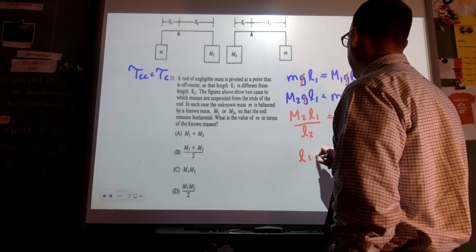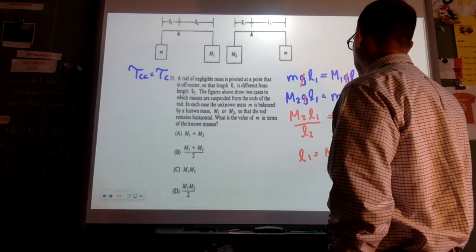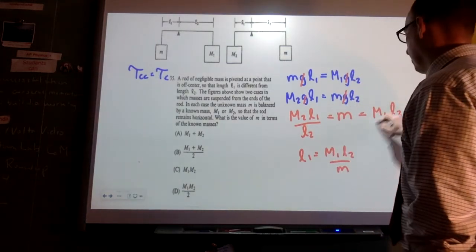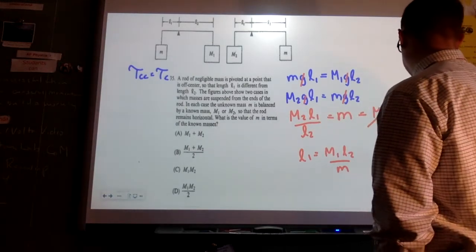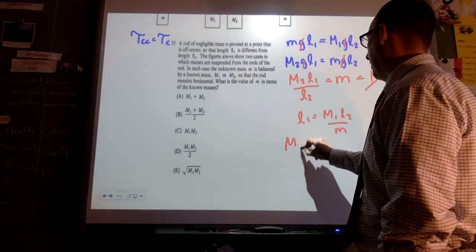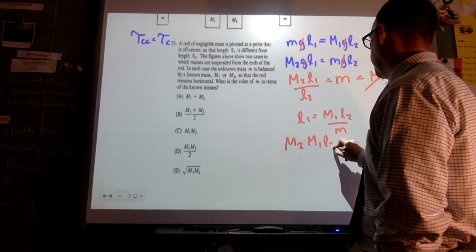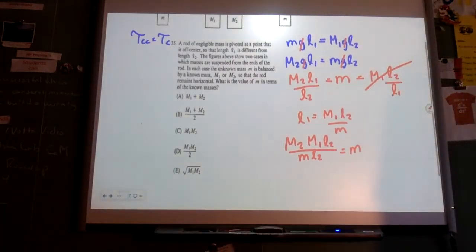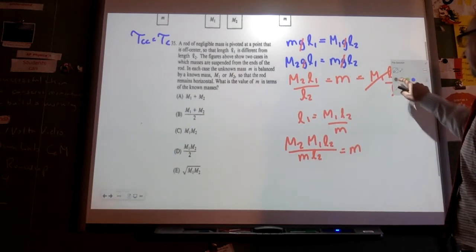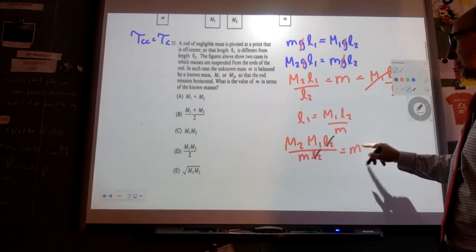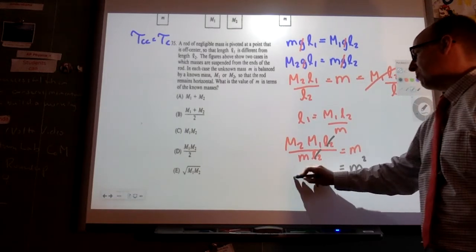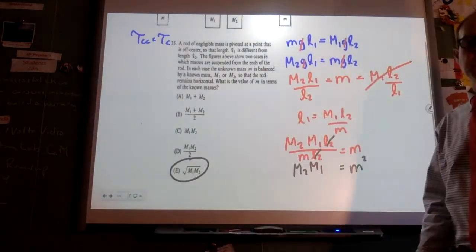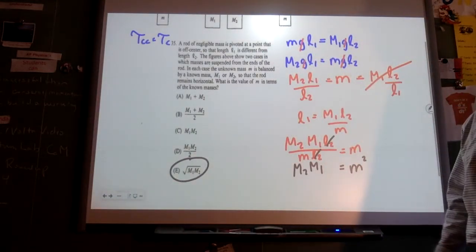So why don't I say that L1 equals m1 L2 over m, and I'll put it in for L1 there. And so I'm going to have m2 m1 L2 over m L2 is equal to m. And then I can cancel out an L2, multiply m over here. So I have m squared is m2 m1. So m would be the square root of m1 m2. I thought I could set it equal, but that wasn't going to work. So I do a substitution.